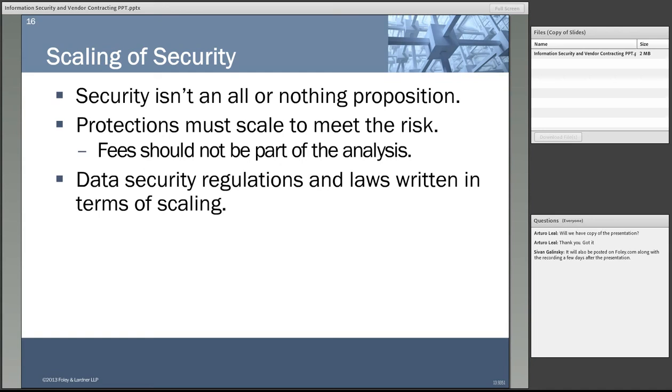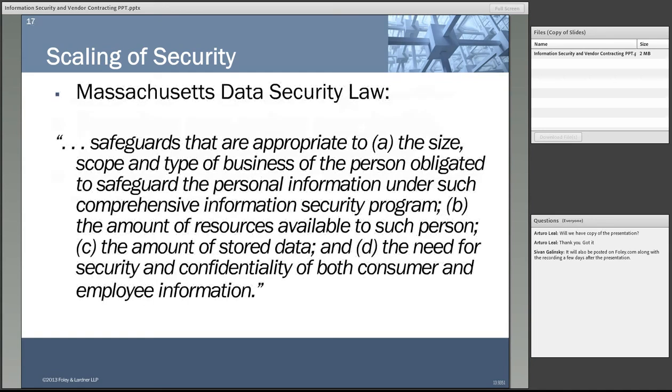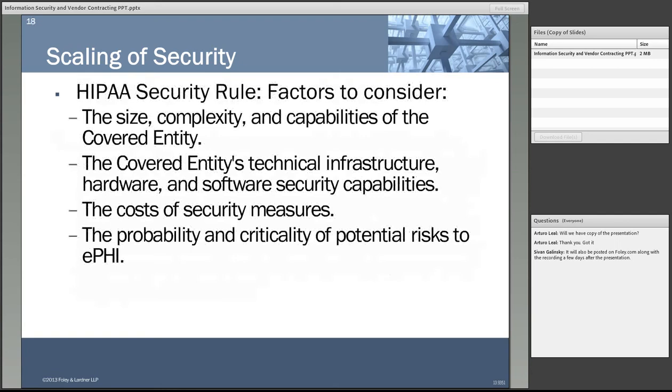And on the next slide, we have an example from the Massachusetts Data Security Law, which everyone has likely read about. And it makes clear we need to take into account the size and scope and type of the business, the amount of resources available to that business, the amount of data that's being placed in play, the need for security and confidentiality. On the next page, we see a very similar sort of approach with the HIPAA Security Rule.